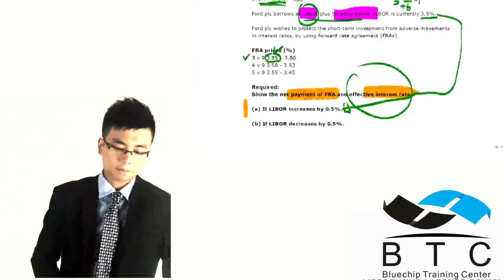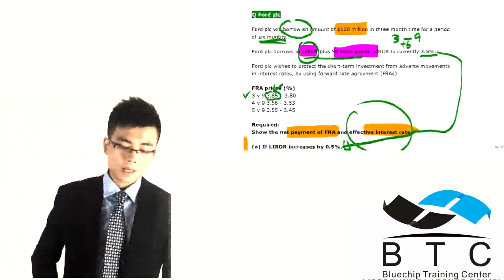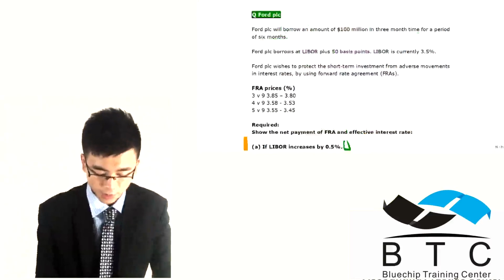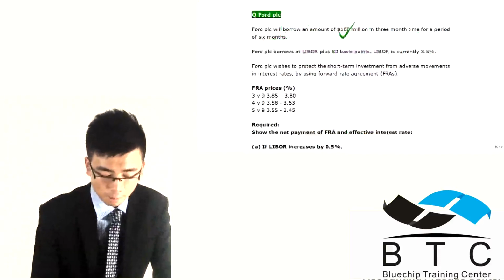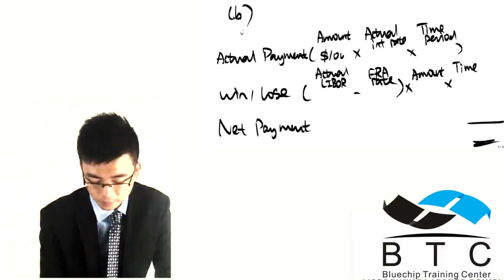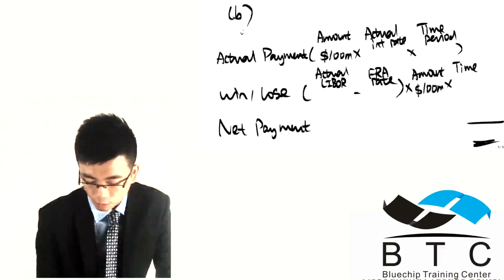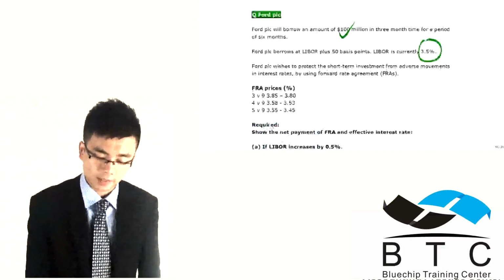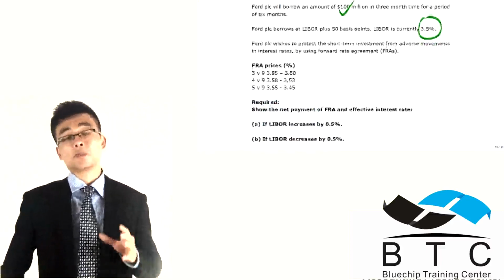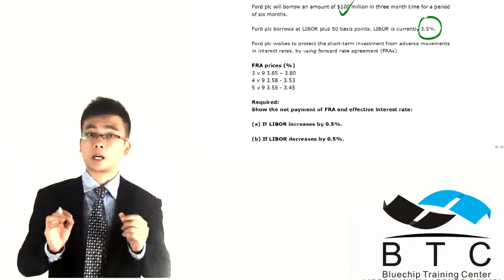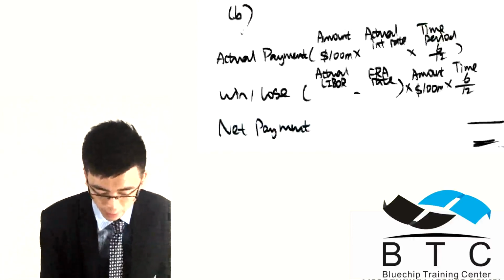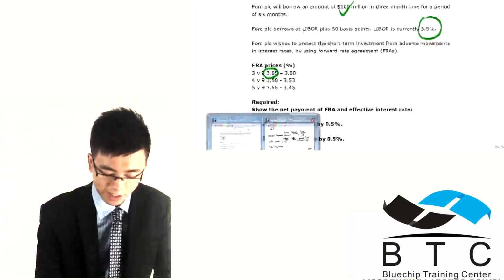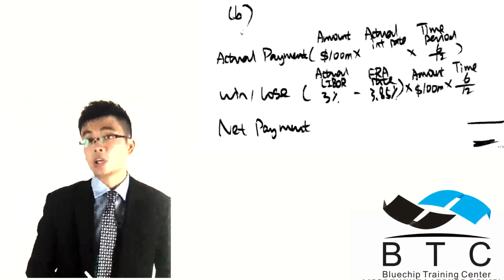So, all else being equal, we're going to see that the company is going to borrow 100 million. I'm going to write that down firstly before moving any further. We're focusing on part B. Borrow $100 million for 6 months. Okay. And we're posed the question that the LIBOR is currently at 3.5%. If there's a decrease in LIBOR by 0.5%, the actual LIBOR will become 3%. So the actual LIBOR is 3%, and the rate we have agreed is 3.85%, so that we lose, okay?